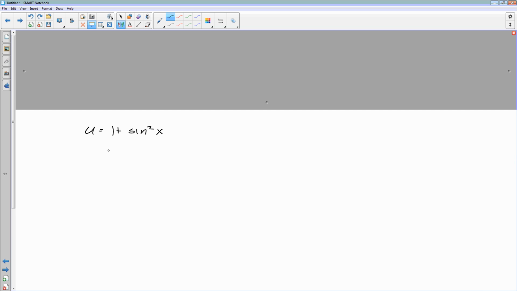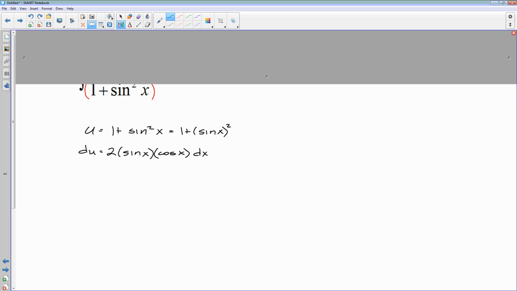So I'm going to ignore my function, and I'm going to find the derivative of this. So du is going to be, let's see, 1 plus sine squared. That's the same thing as 1 plus sine x all squared. The derivative of 1 goes away, but this is a chain rule. So I'll bring down the 2. That'll leave me with sine x to the first. And then the derivative of the inside is cosine x. All right, so I have my du now, times dx.